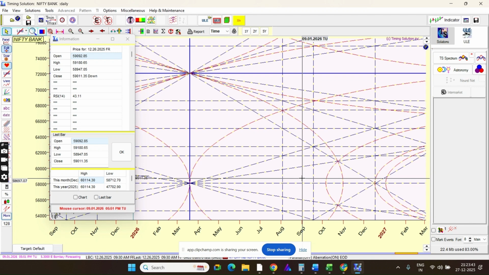So this is the projection on Bank Nifty with the Gann square method given by WD Gann in his master forecasting course. This we learn in our Gann price cycle course.